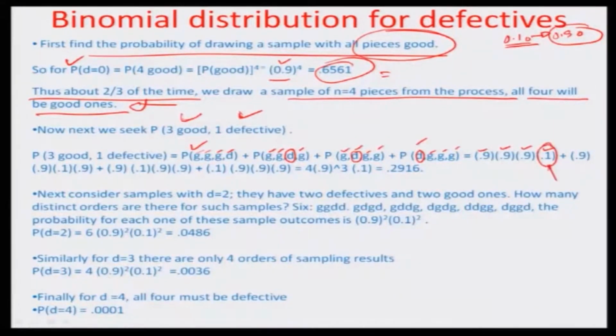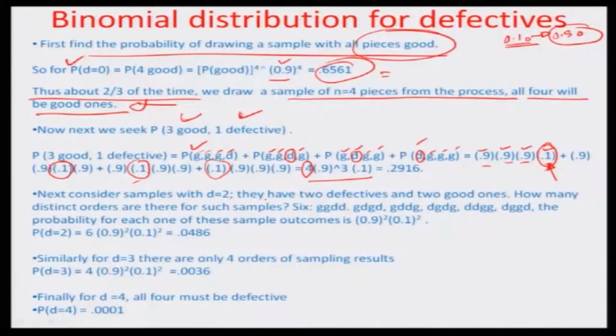Obviously, the acceptance rate is 90%, so 10% are defectives. So, you can say the probability of getting 3 good samples in succession followed by a defective is 0.9 into 0.9 into 0.9 times 0.1, and similarly the only variation here is in terms of where this 0.1 is placed. You can see this is in the third place, the second place, the first place, and so forth.